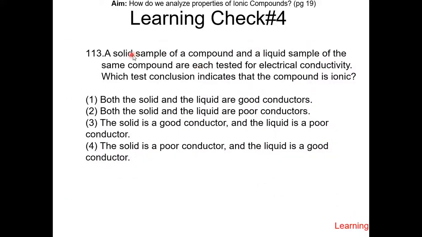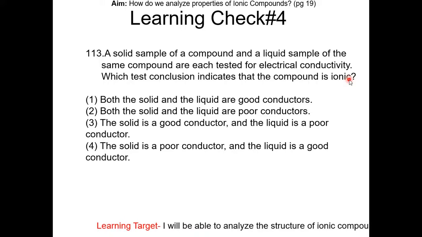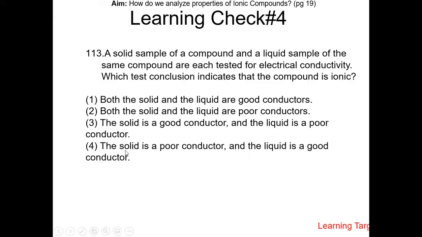Learning check number 4. A solid sample of a compound and a liquid sample of the same compound are tested for electrical conductivity. Which test conclusion indicates that the compound is ionic? Pause the video and resume once you have the answer. We know for an ionic compound, the solid is a poor conductor while the liquid is a good conductor. So the answer is choice 4.